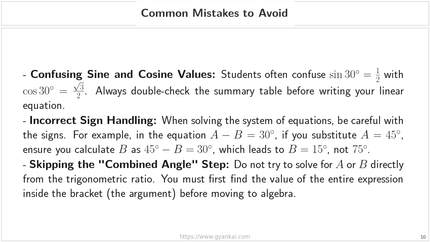Finally, a very important rule: do not try to skip the combined angle step. A common error is attempting to solve for A or B directly from the trigonometric ratio itself. Remember, you cannot jump straight to algebra. You must first use the ratio to find the value of the entire expression inside the parentheses, the argument, before you can move on to solving the linear equations. Keep these tips in mind, and you will find these problems much more manageable.